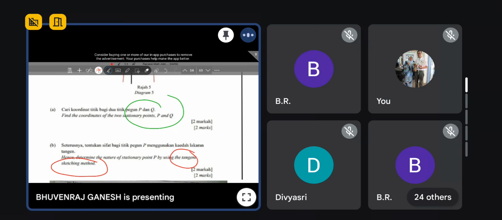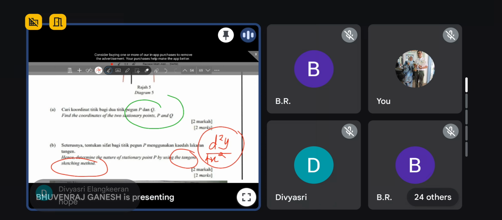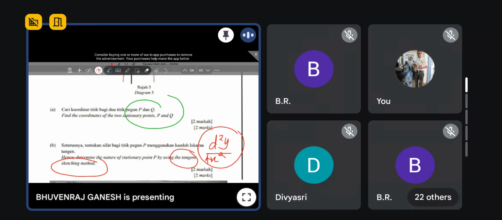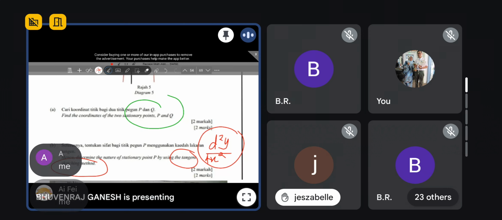So guys, can I ask you, can I use d2y over dx square over here to find the stationary point nature? Cannot. Very good. Okay, whenever question specific, no choice. Kamu kena ikut. Yes, you must draw the table actually. So guys, can you all comment here? Who don't know tangent sketching method? Type me. Siapa tak tahu kaedah lakaran tangent? Okay, got also lah a lot.